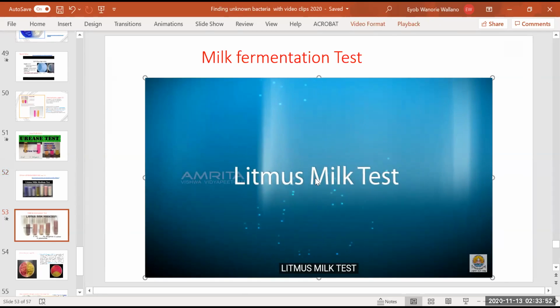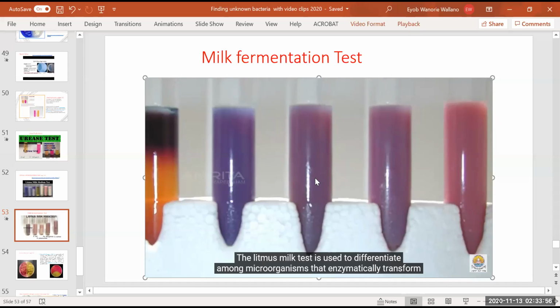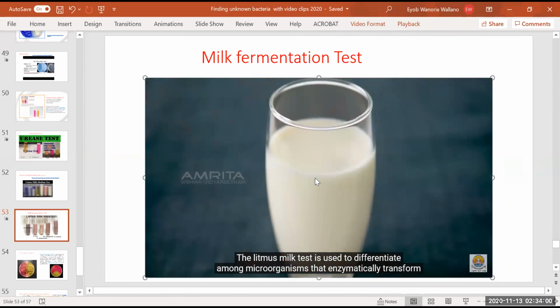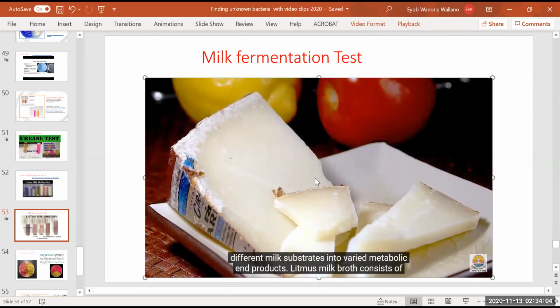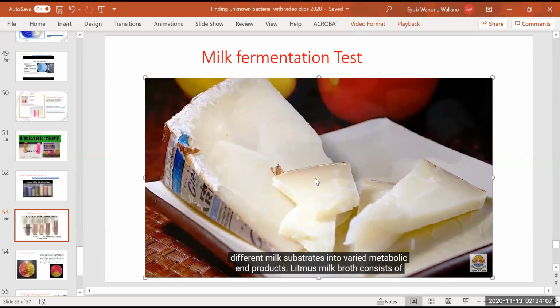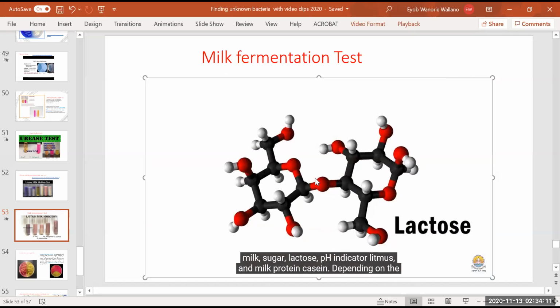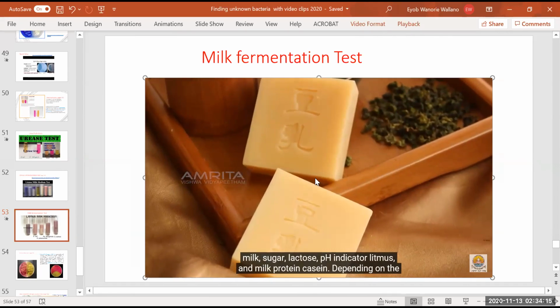Litmus milk test. The litmus milk test is used to differentiate among microorganisms that enzymatically transform different milk substrates into varied metabolic end products. Litmus milk broth consists of milk, sugar lactose, the pH indicator litmus, and the milk protein casein.